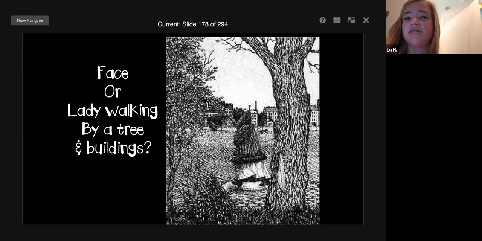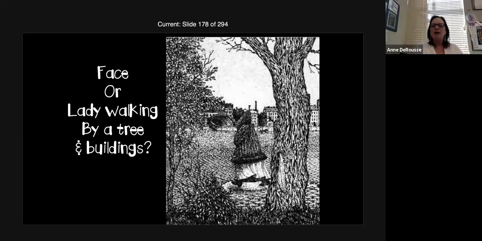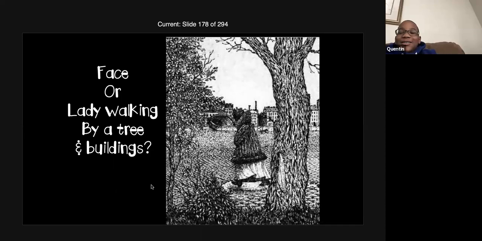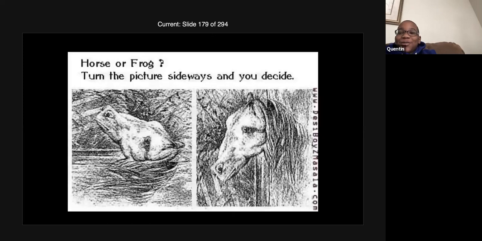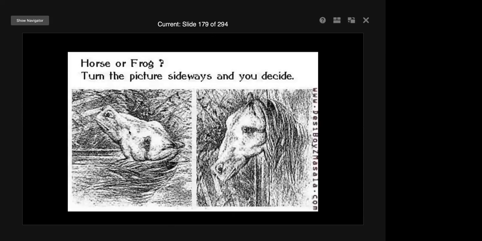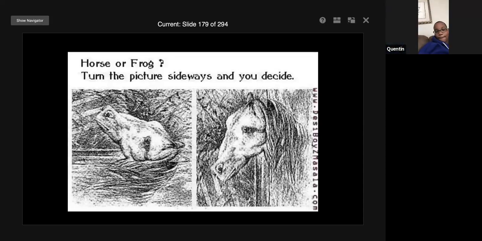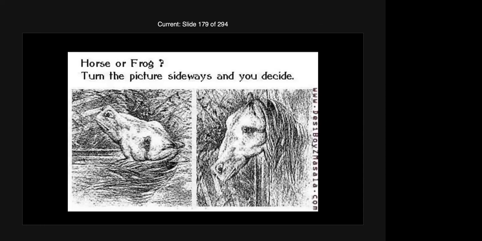Like snack. Oh, yeah. Okay, so here, do you see a lady walking by a tree and buildings, or do you see a face? A lady walking by a tree and buildings. I see both. It's a face. Trust me. Both. This one's wild. So this is either a horse or a frog. If you turn your head sideways for both of the pictures, you can see the other one.